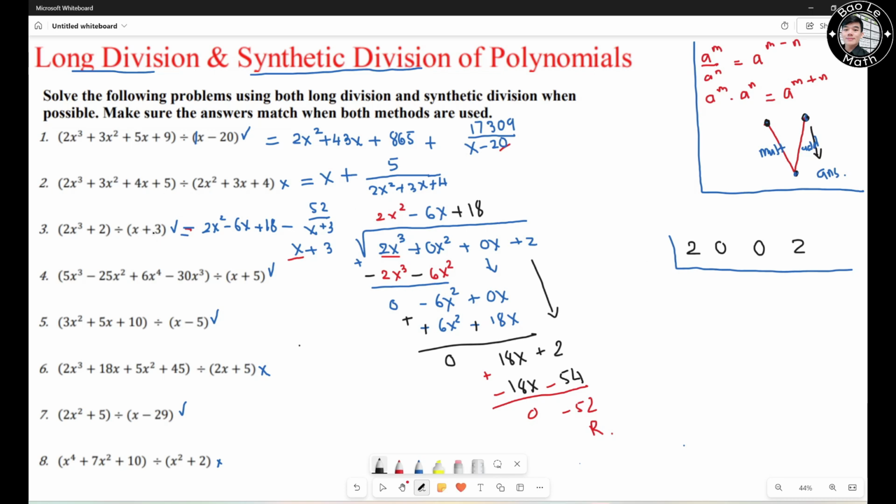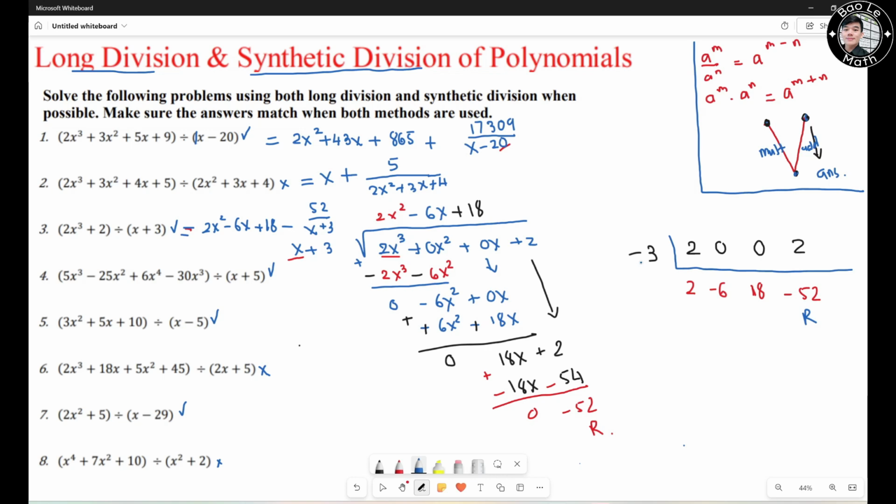Alright, this one is s plus 3, so you change the sign, and it turns out to be negative 3. Now the first term you need to bring down, 2, and use the V diagram method right here. Multiply and add. Negative 3 times 2 is going to be negative 6. Add 0 is going to be negative 6. Bring it down, negative 6. Negative 3 times negative 6 is going to be 18. Plus 0 is going to be 18. Negative 3 times 18 is going to be negative 54. Plus 2, negative 52. And this is the remainder.